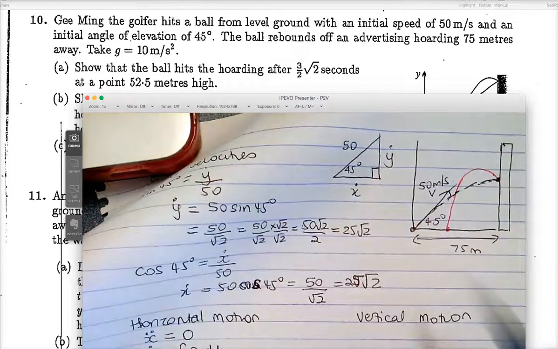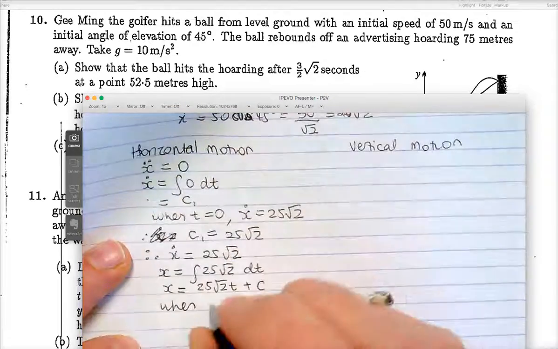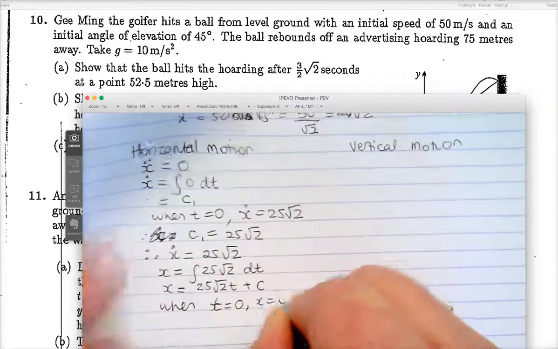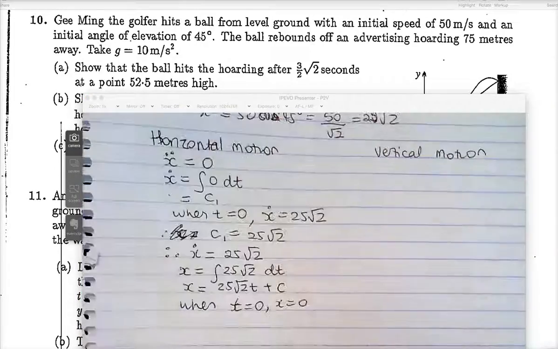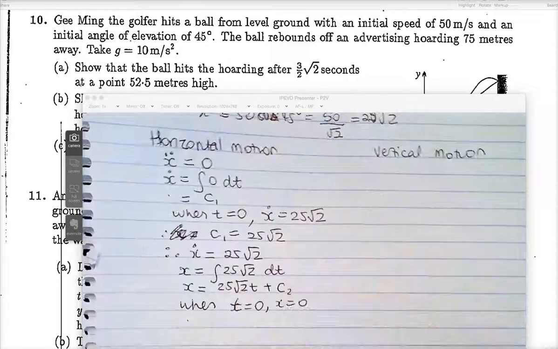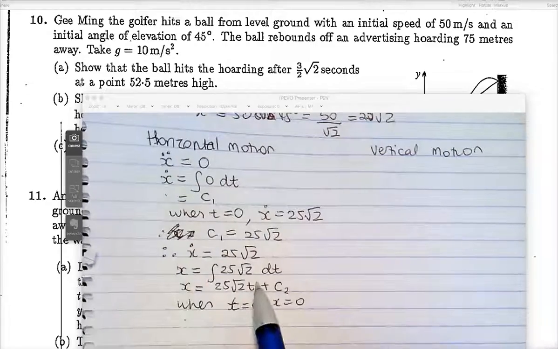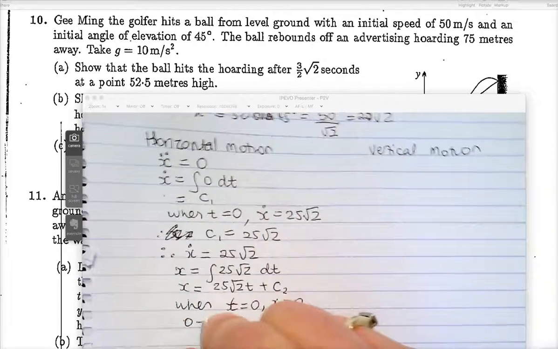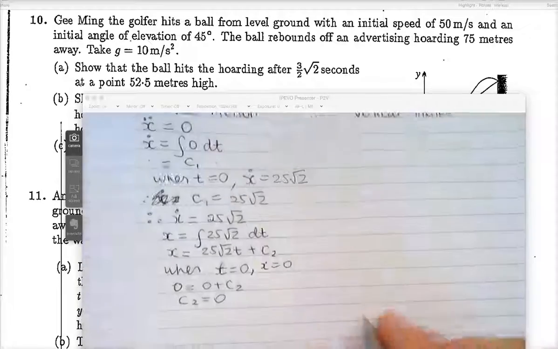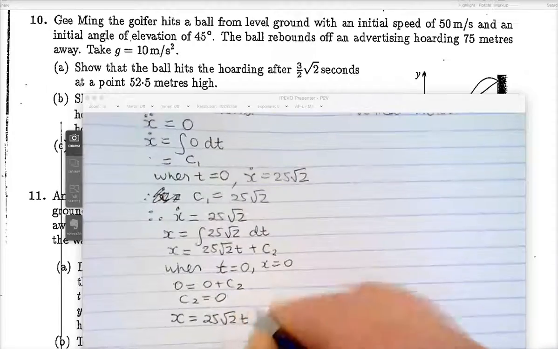Initially, when t is 0, x is 0. So when t is 0, x is 0, so what do we end up with? That's C2, by the way. What does C2 therefore equal? We get 0 and 0. Therefore, C2 is 0. So therefore, x equals 25 root 2t.